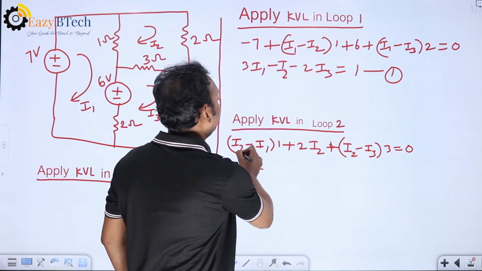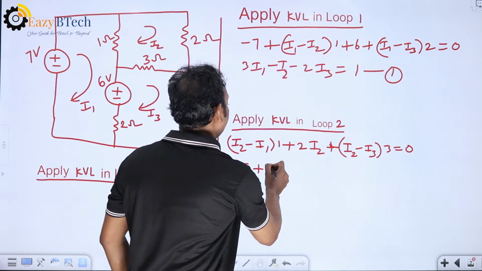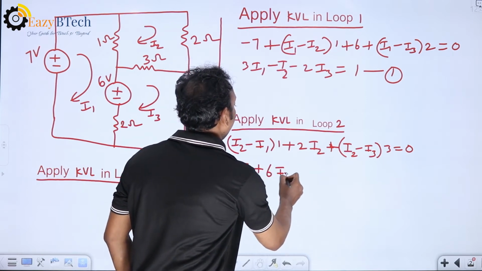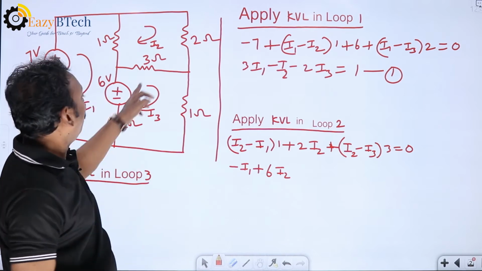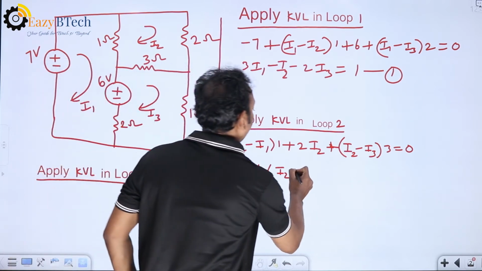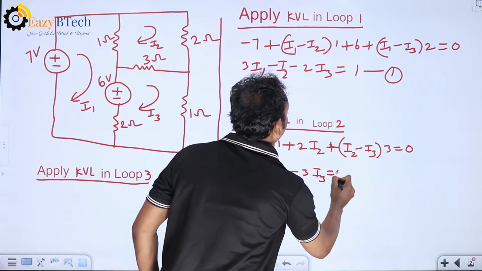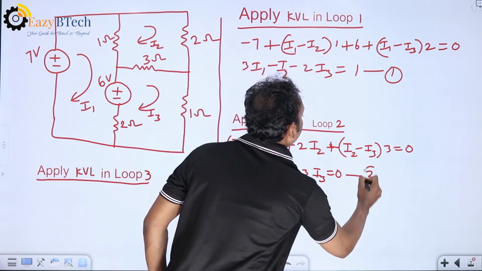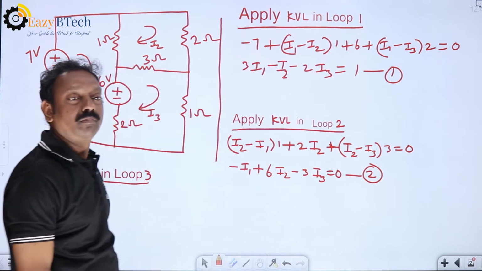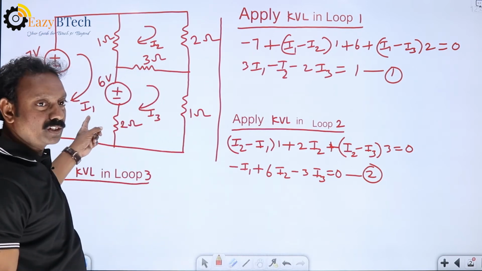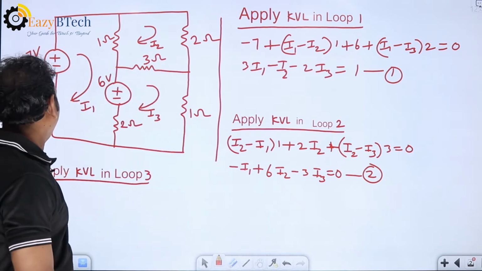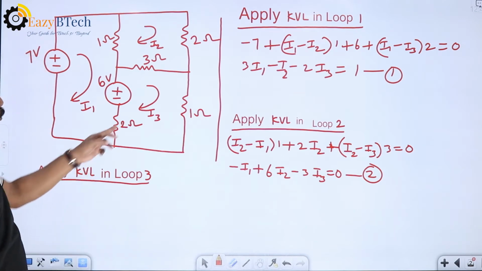2 I2, 3 I2 plus 6 I2. Now what is the I3 coefficient? Minus 3 I3, equal to 0. This is the second equation. First loop equation completed. Second loop equation completed. Now, the third loop equation.